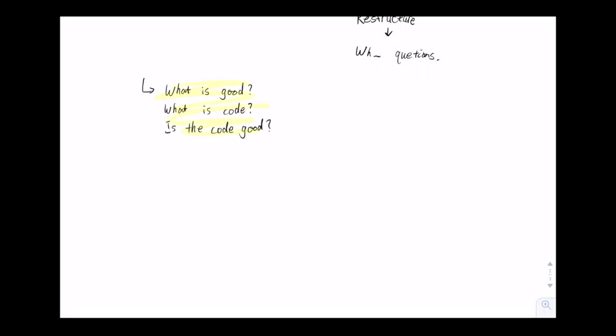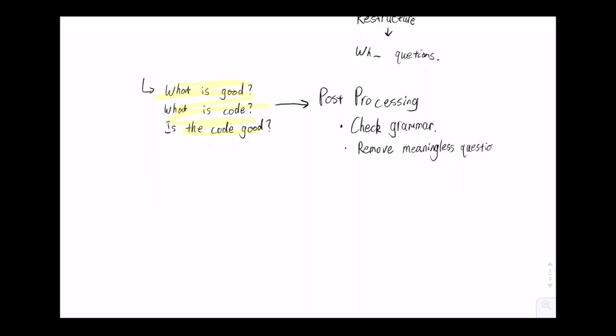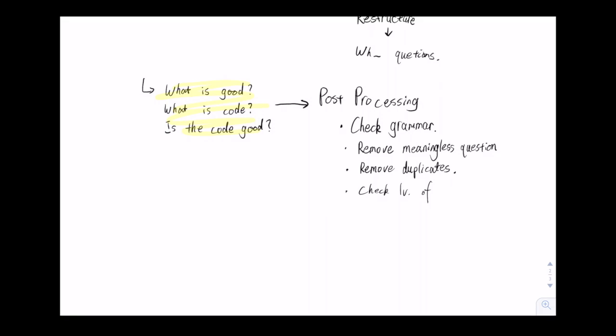For the post-processing stage of the question generation, we'll check the grammar of the question, and remove meaningless questions by removing duplicates. For example, if two identical questions are generated from two different sentences, they will likely be meaningless, such as the question "what is good". And also we'll check the level of difficulty.